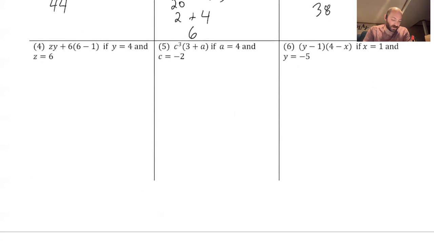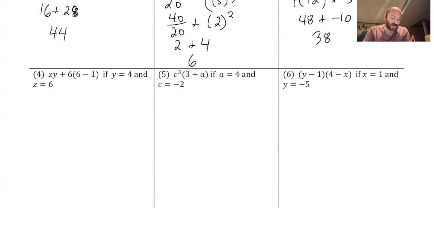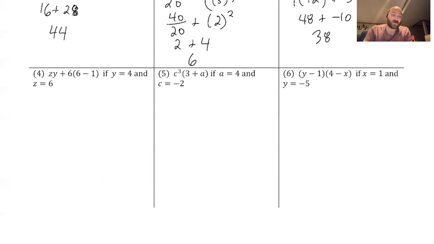All right, 3 more examples, and then I think, yep, some you-try-nows for you to give a shot. So for 4, here's a little bit of extra challenge. We now have 2 variables. We've got z and y.